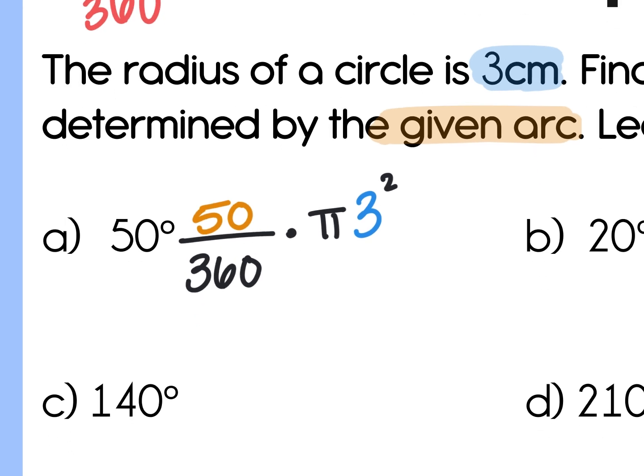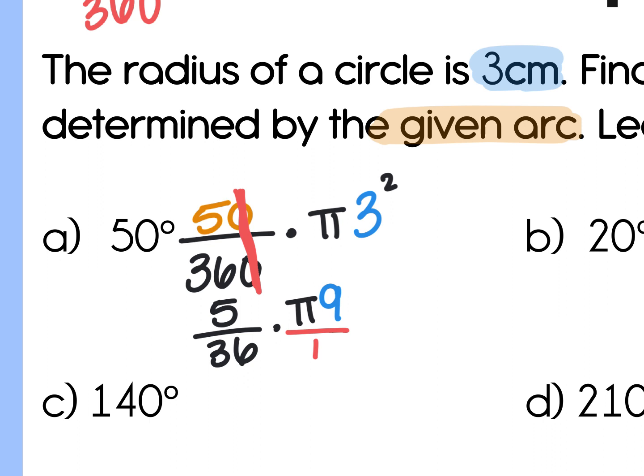Whenever you're dividing and they both end in a 0, you could just cancel those zeros out. So now look at what I have. I have 5 over 36 times pi. Then I'm going to evaluate 3 squared, which is 9. Think of my pi times 9 as a whole number. How do I change a whole number to a fraction? You put it over 1.